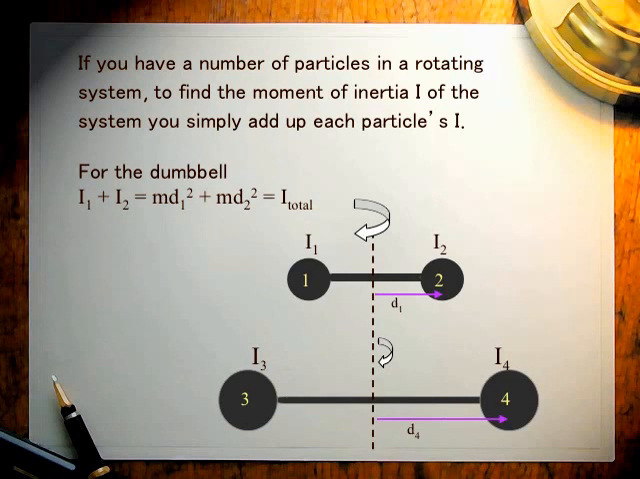The same is true for the hollow sphere versus the solid sphere. More mass is closer to the center of rotation for the solid sphere. For the hollow sphere or the shell, all the mass is at the edge, the farthest it can be from the center of rotation, which makes it harder to swing. 2/5 versus 2/3.